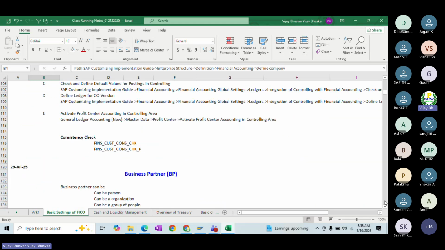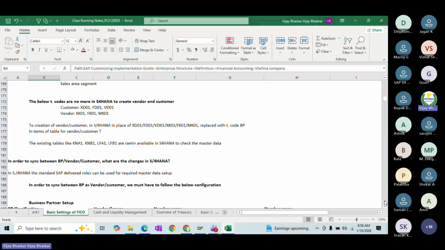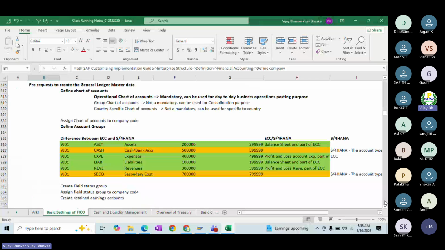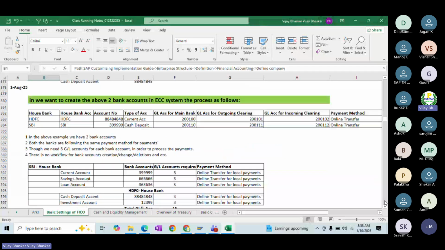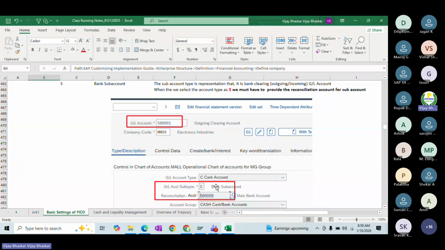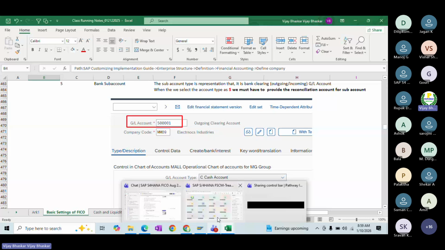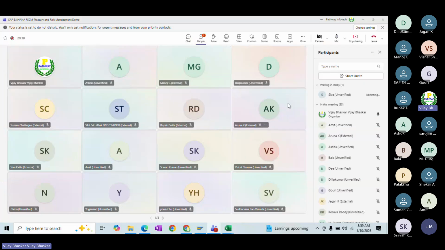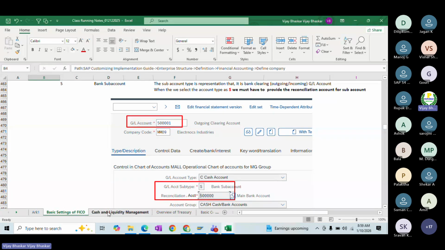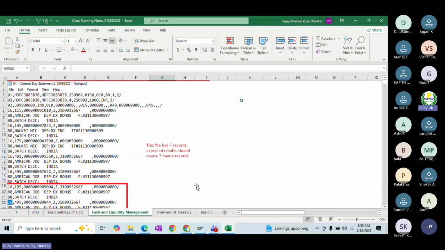I have taken the screenshots and updated them here, because for FICO the majority of people, 99% of people, are aware. That is the reason I haven't taken screenshots and updated them in the sheet. But coming back to cash and liquidity management and the other things, you can see how that has been taken care of.